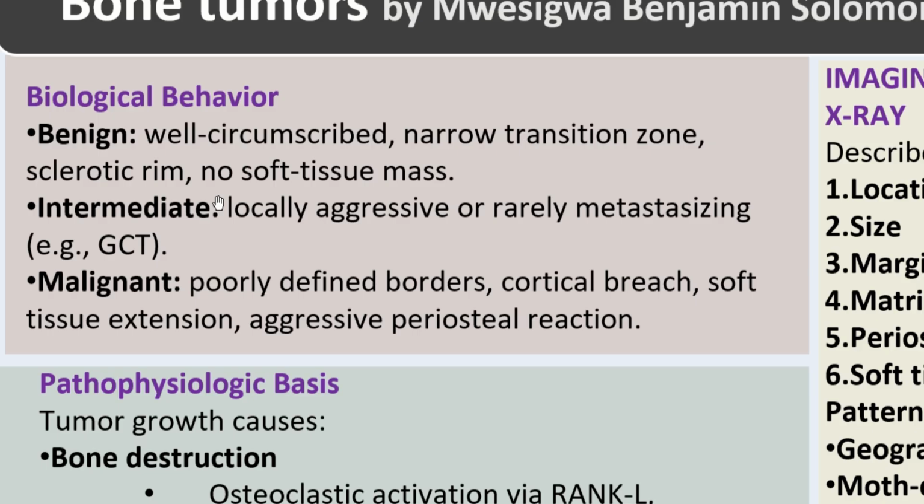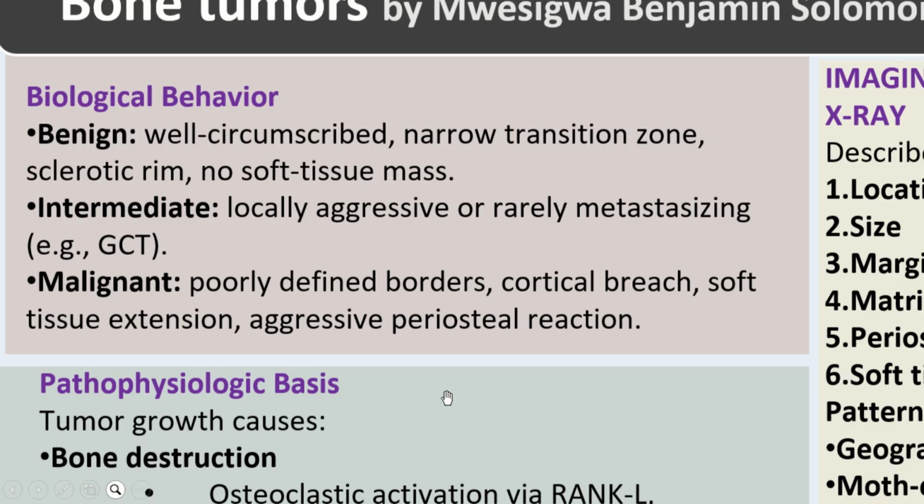Then we have malignant tumors, and these ones have poorly defined borders, and most of the time they breach the cortex, they break out of the bone and enter into the soft tissue. So we have soft tissue extension, and then the periosteal reaction is also going to be aggressive because the bone is covered by periosteum, and as that tumor breaches out of bone, it is pushing the periosteum away, and we shall get periosteal reaction.